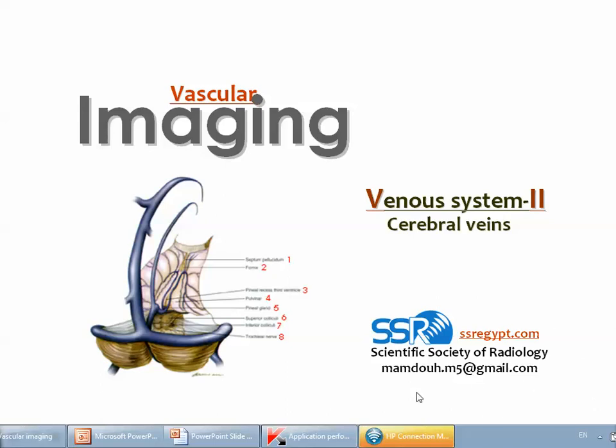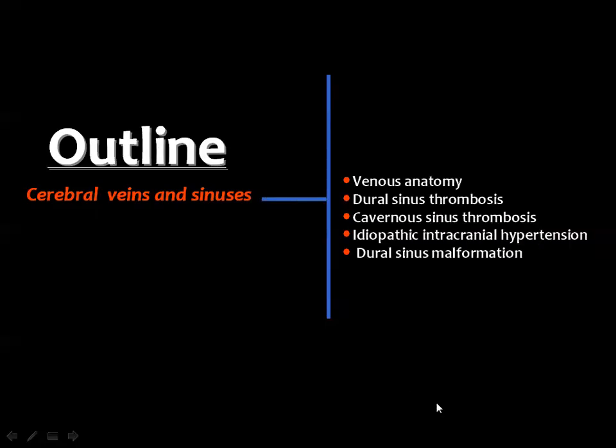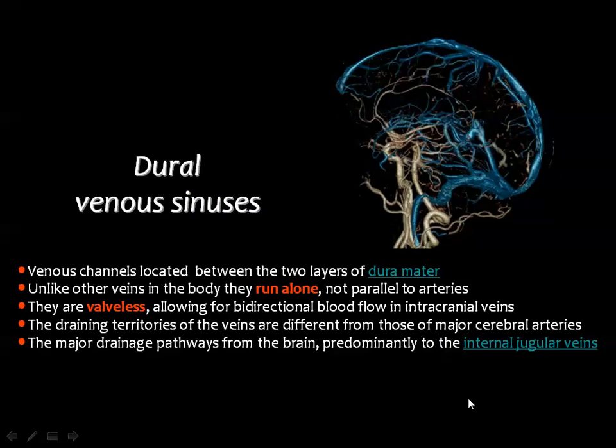And considering the cerebral veins, we'll have some issues about the venous anatomy, the dural sinus thrombosis, cavernous sinus thrombosis, idiopathic intracranial hypertension, and finally we'll deal with dural sinus malformation.